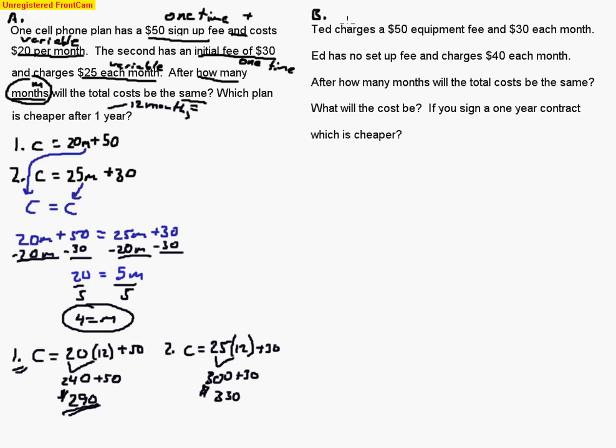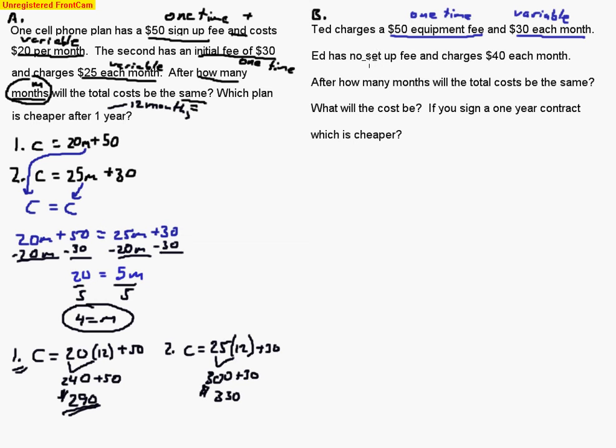Well, there's another problem, very similar, just different type of charges here. Ted charges $50. He charges an equipment fee of $50, and then he also charges $30 each month. So this equipment fee is just a one-time charge. He's going to give you this fee, probably to help maintain his equipment, or maybe he bought some equipment or something. But this is a one-time charge. When it says each month, that's a changing amount. That is our variable amount. It depends on the number of months that we're going to use it.